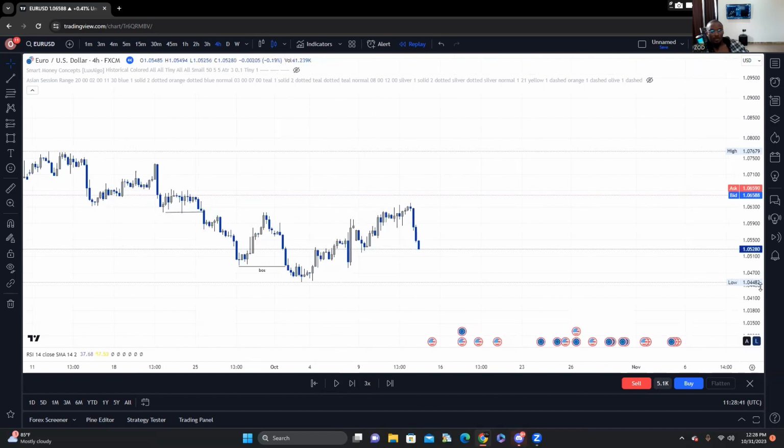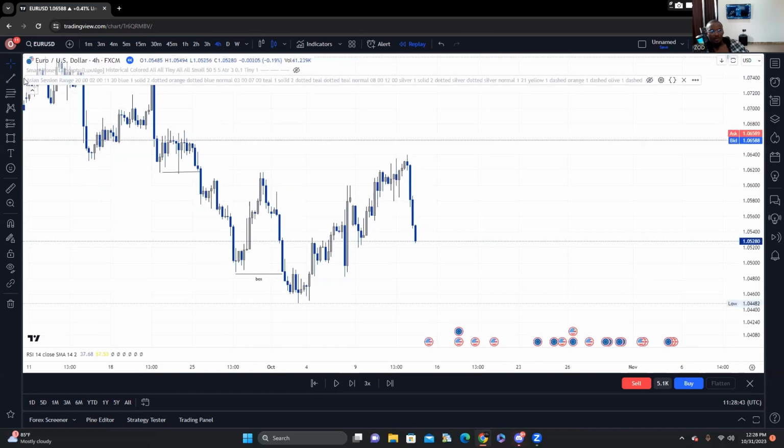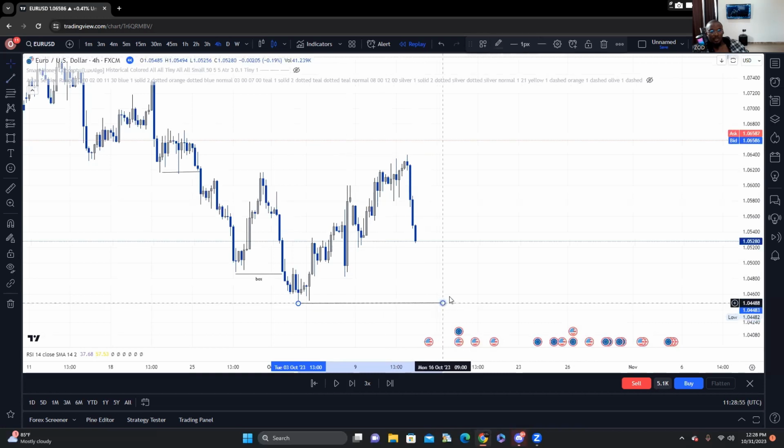Okay, but what happens? Did we take out this low? Remember I said that our expectational order flow, that's what is expected of the market, is that price is going to raid this low, because this was the last low that was put in by this high right here. So this is our low point here, and this is our high point here. So this is our range. Our range structure is from this high to this low.